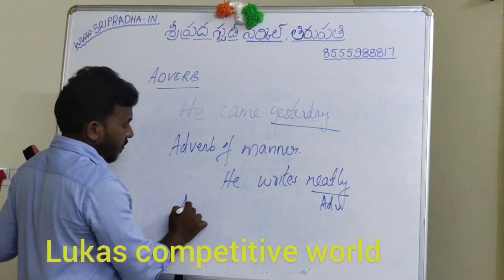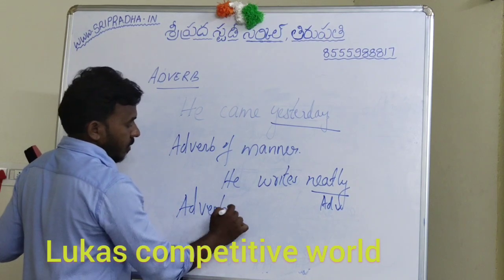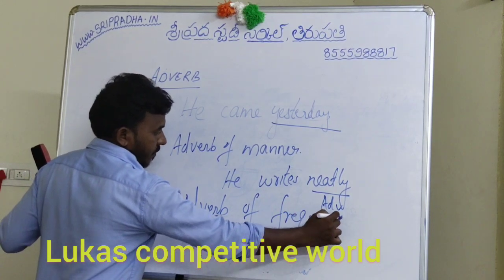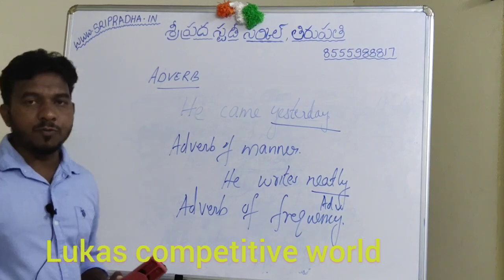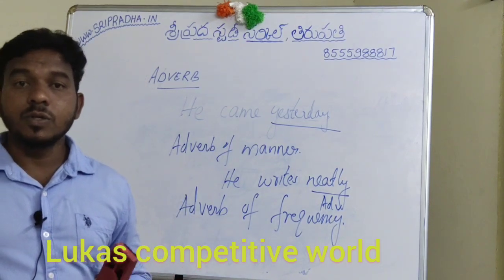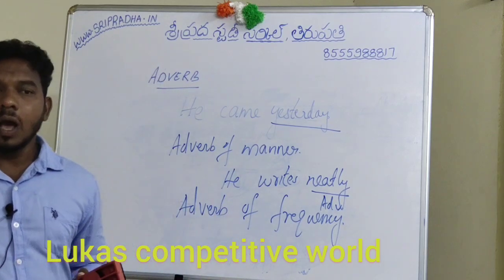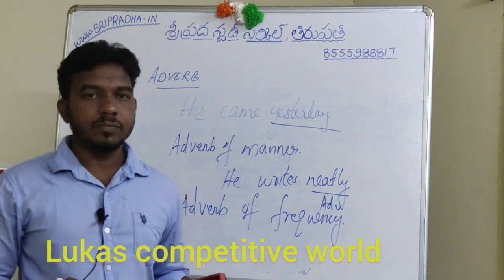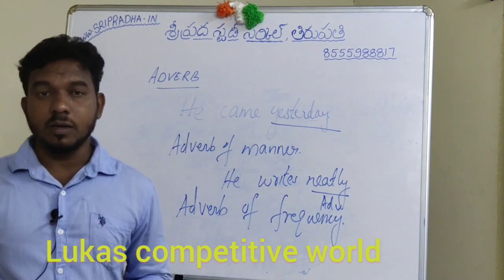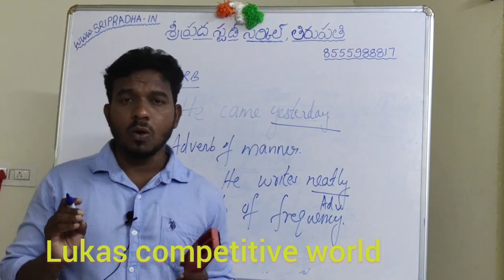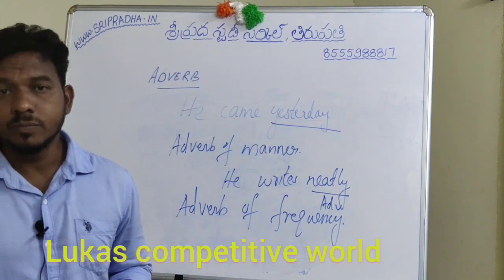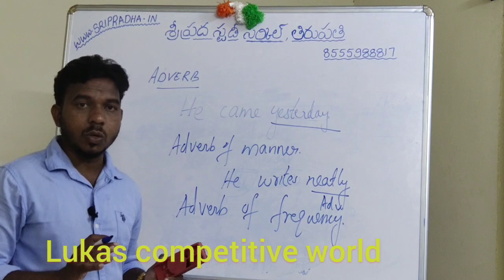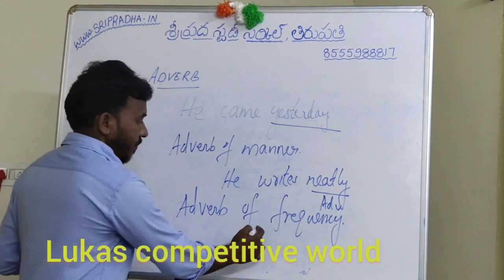Next, the last one we have, adverb of frequency. In adverb of frequency, it shows how often the action happens. Example, he comes here daily. He goes there rarely. So rarely, often, seldom, and very rarely, all these words show adverb of frequency.